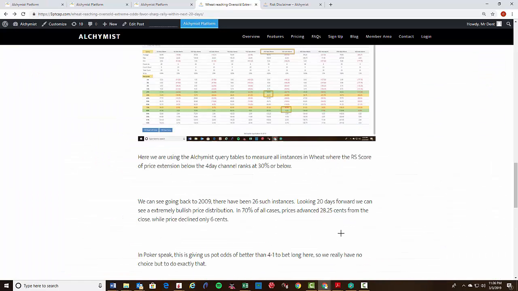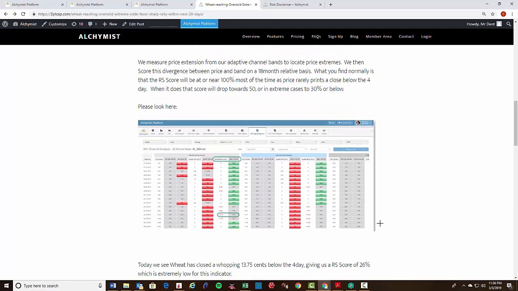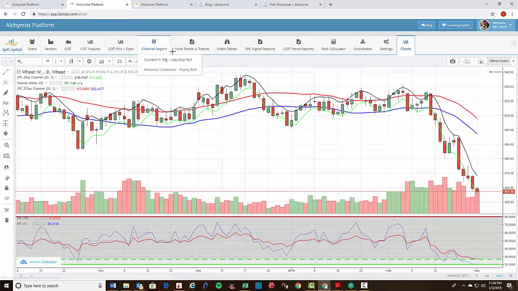Now going back to our report on the 23rd, we still have this situation in effect where we gave that extreme close below the 4-channel low. So this was also calling for a higher price. So again, 2 pieces of evidence here with the wheat, saying that we're definitely due for a 20 to 30 cent rally.